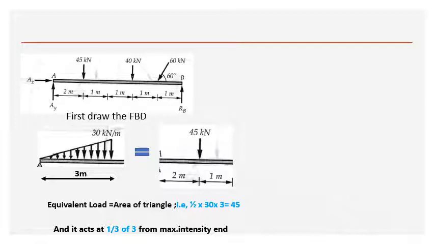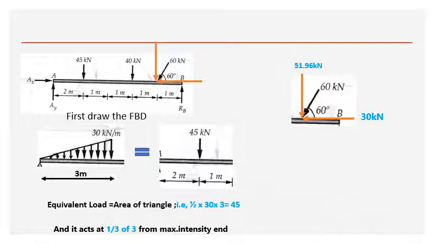We are seeing another 60 kilonewton load, which is inclined load. 40 kilonewton load is the point load, vertical load, but the 60 kilonewton load is also point load, but it is inclined load. Whenever we come across the inclined load, what are we supposed to do? We have to resolve it into its components, horizontal and vertical components. Okay, so how do you resolve?